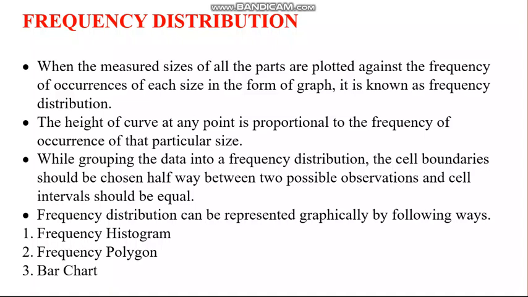Okay, while grouping the data into a frequency distribution, the cell boundaries should be chosen halfway between two possible observations, and cell intervals should be equal. In the case of cricket, the cell intervals are equal. How many balls? 6 balls, 1 over, 1 over, 1 over, we take only 1 over. Okay, those are the cell intervals.